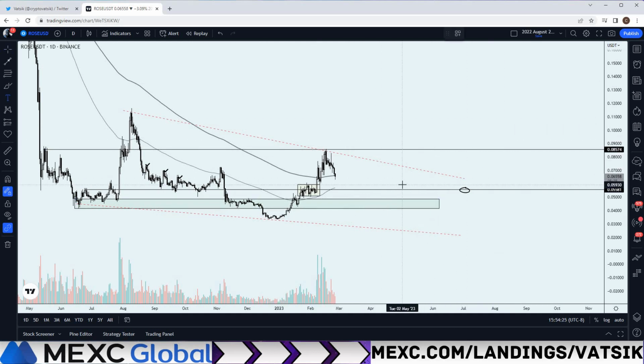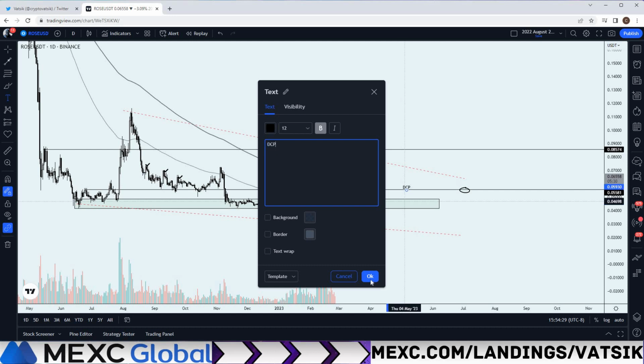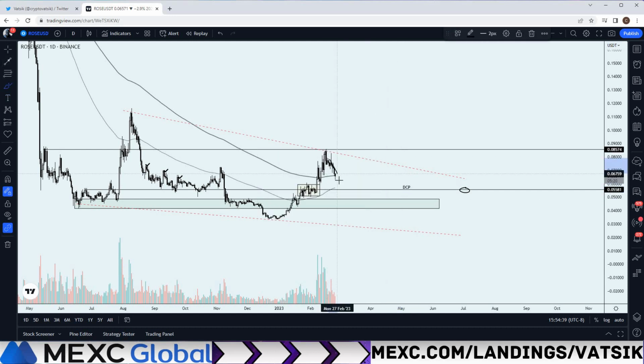I would like to see 5.5 cents hold. That's going to be my directional control point level, meaning I'd be fine with some further chop above that level. And perhaps it even goes into like April. But in my opinion, so long as we hold that, we are building a bullish case to break out of this downward trend and reclaim this prior high.